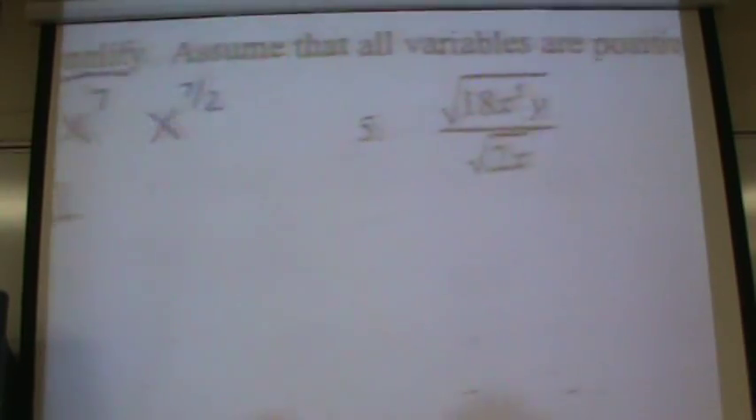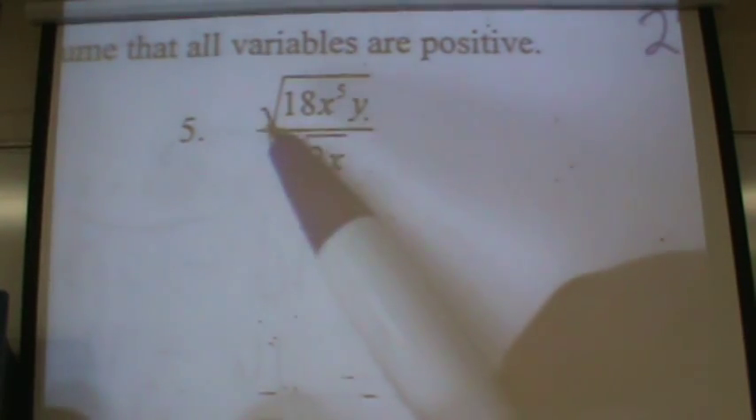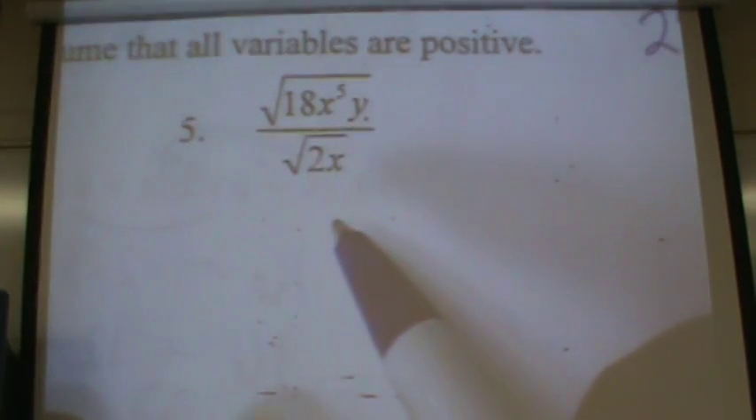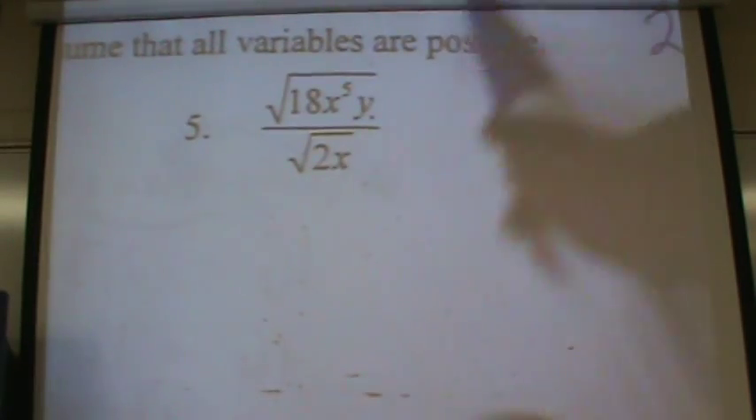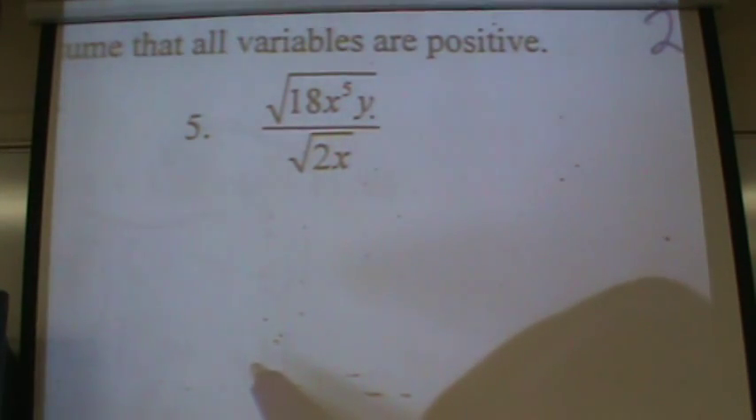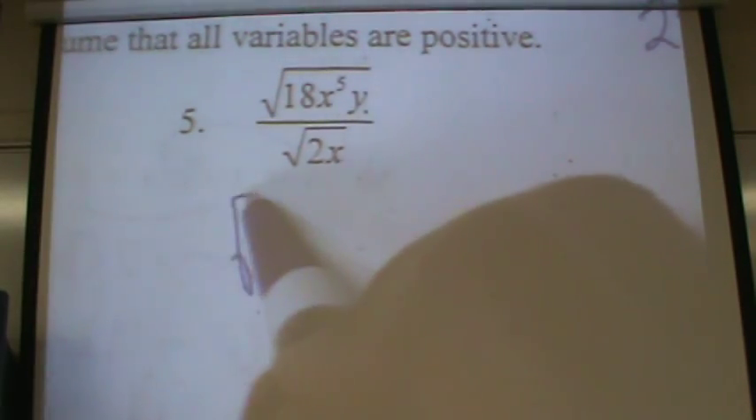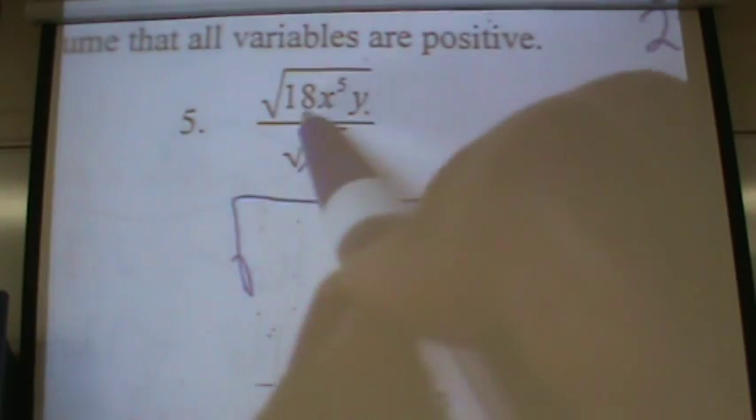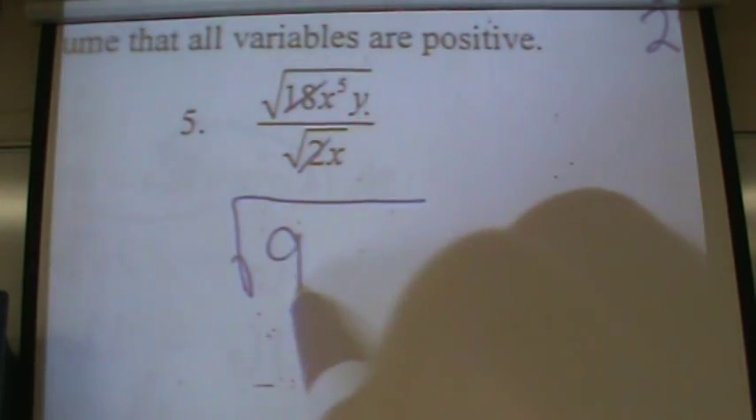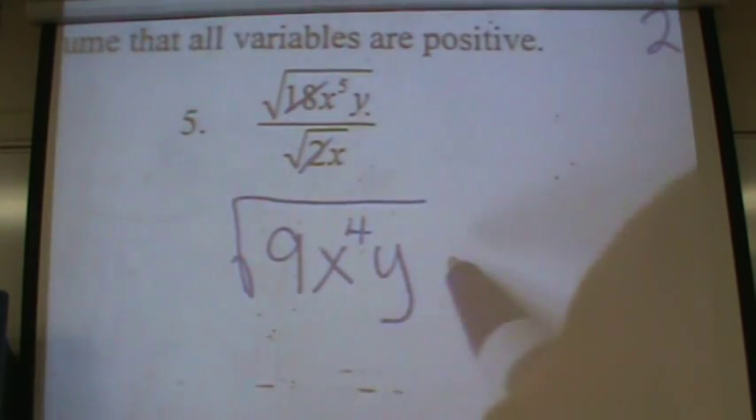Good. Okay, next, number 5. When you're dividing and the indexes are the same, what could I do with this 2 and this x possibly? Can I do anything with 2 and x? Can I reduce it? Simplify it? Cancel? 18. 2 goes into 18 how many times? 9 times. How about these x's? 4. And then 1y.